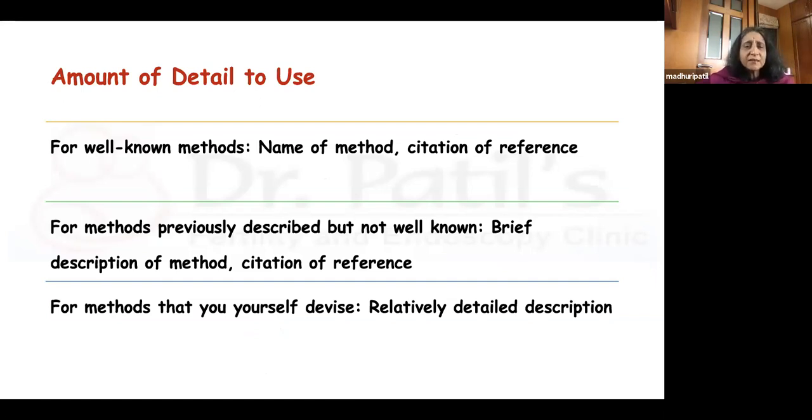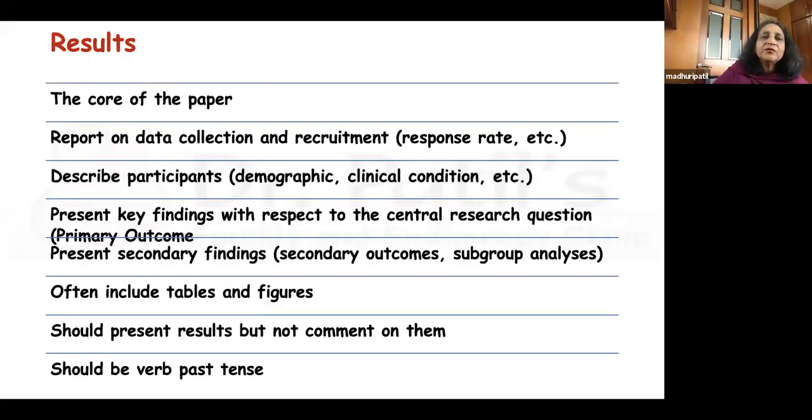So there are certain amounts of detail that we also need to use. This includes, for well-known methods, a brief description of the method and a citation of the reference. And for methods that you yourself have devised, you have to give a relatively detailed description in the materials and methods. Then coming to the results, this is basically the core of the paper.